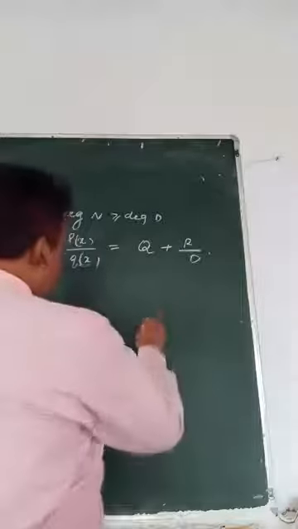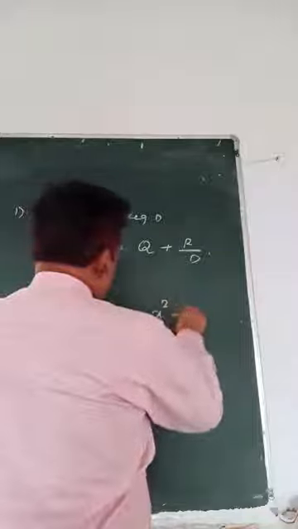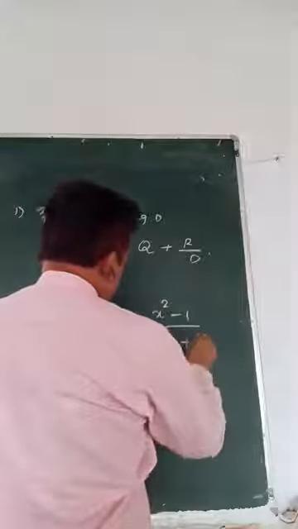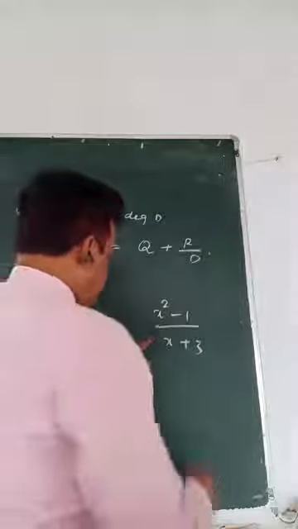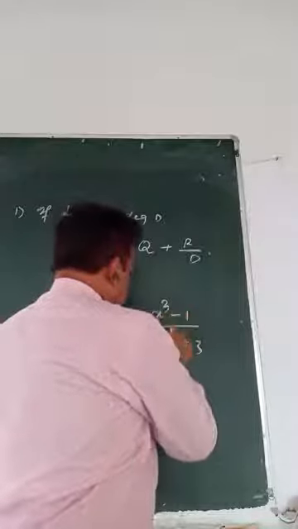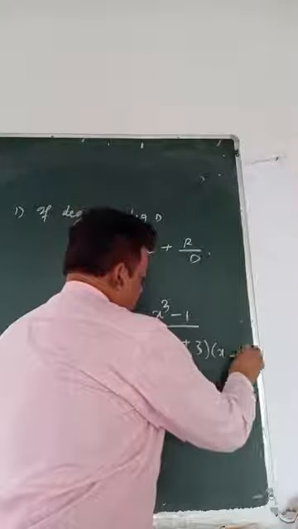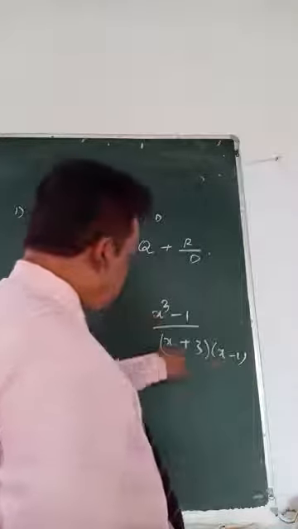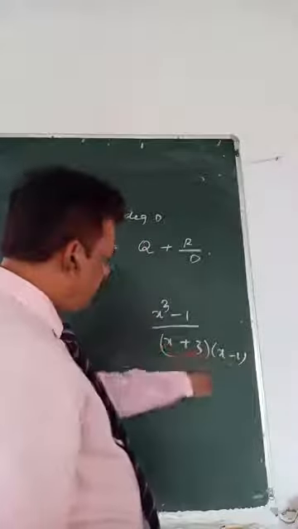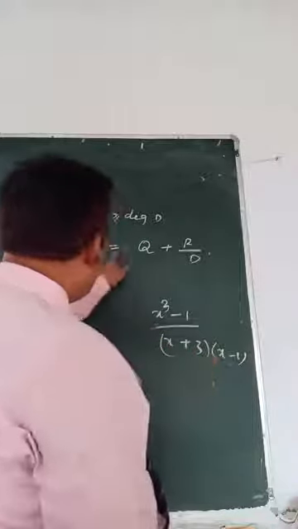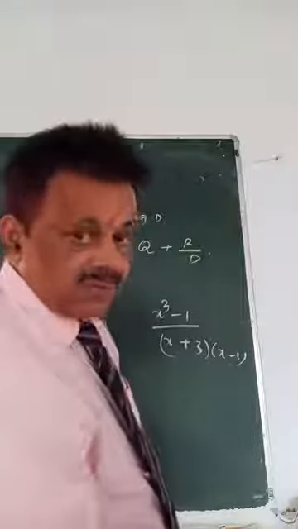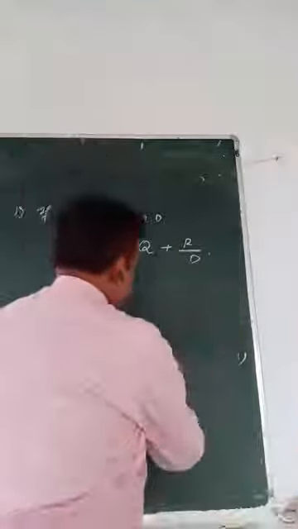Like suppose I tell you a question, (x square minus 1) by (x plus 3), or x cube by (x minus 1). Here the degree is 3, here the degree is 2. So when you find this type of question, we will follow this method. So let me take a question from your textbook.